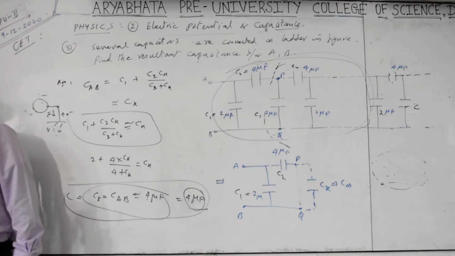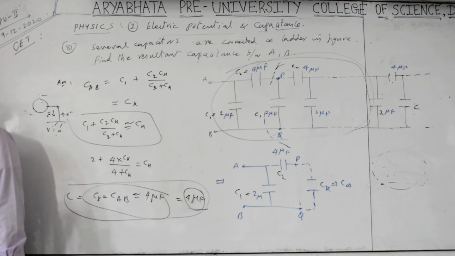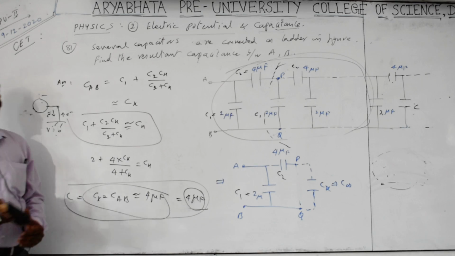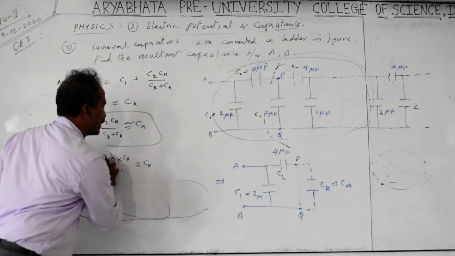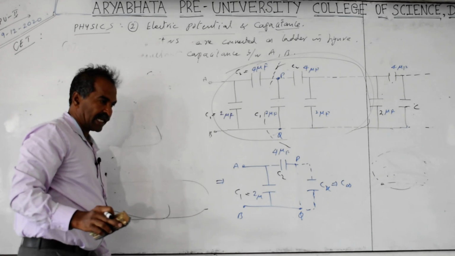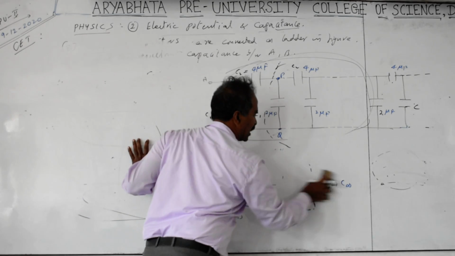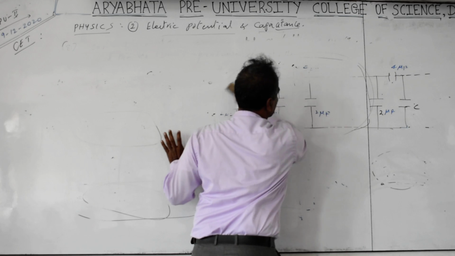Next question 83: effective capacitance between A and B in the figure shown, how much? Between A and B, you have to check whether that is a balanced bridge or not. You will be given balanced ones only. Most of the problems up to NEET will be balanced. Only JEE Advanced may give unbalanced ones, but in other exams you will be given balanced bridges.